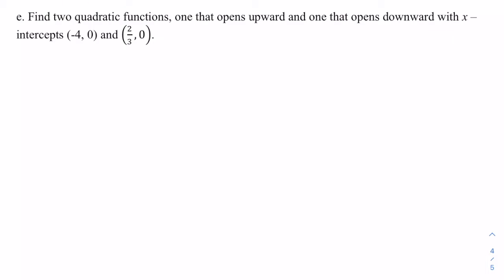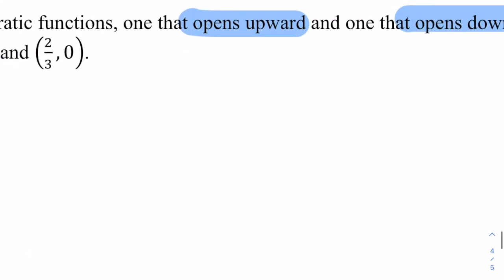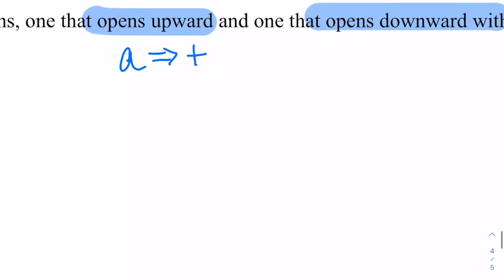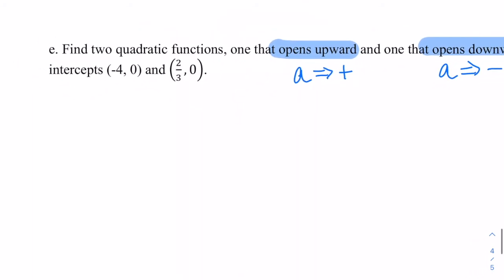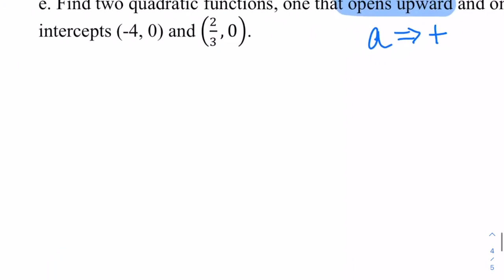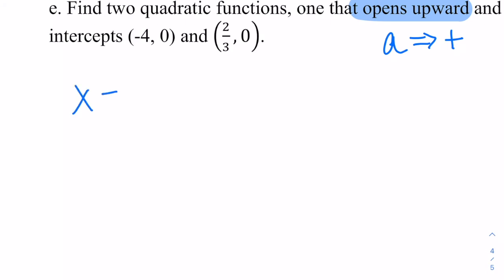For the next example, we're going to write the equation given the x-intercepts. We want to have one equation that opens upward and one equation that opens downward. Well, if we want the equation to open upward, remember the a has to be positive. And if we want the equation to open downward, the a has to be negative. Okay, so if we're given these two x-intercepts, we could set those equal to x. Those are essentially our zeros.